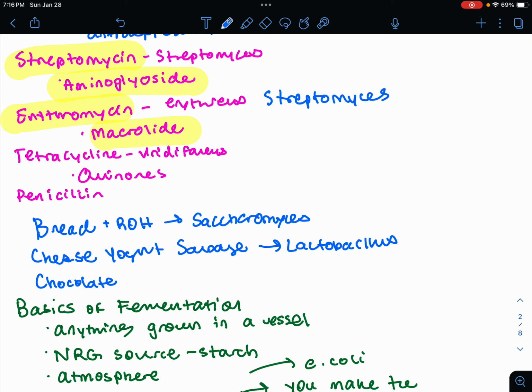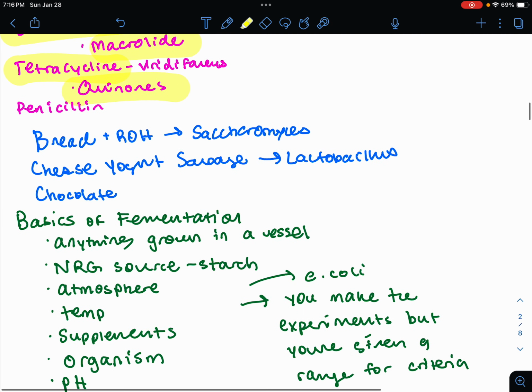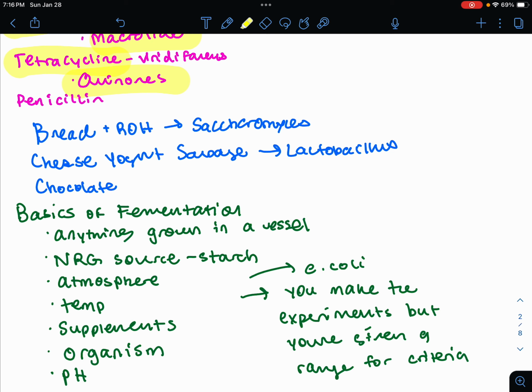Tetracycline is going to be made by another Streptomyces called viridifaciens, and tetracycline is a quinone. Penicillin, of course, is Penicillium chrysogenum. I'm going to write that down. Chrysogenum, and this type is the beta-lactam ring antibiotic. Just highlight. That looks very messy.